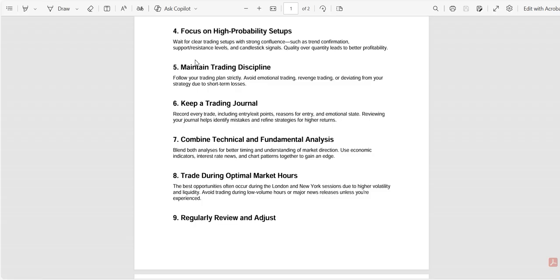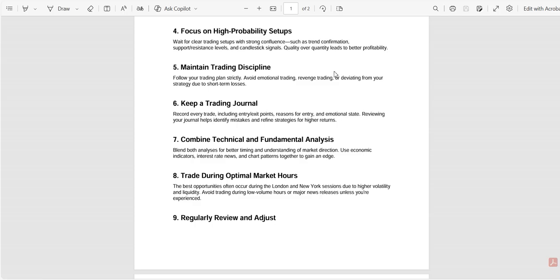Okay, we're in point number 4. Okay, now let's go to point number 5. Let me just read. Wait for clear trading setups with strong confluence, such as trend confirmation, support and resistance levels, candlestick signals. Quality over quantity leads to better profitability. I like that saying.